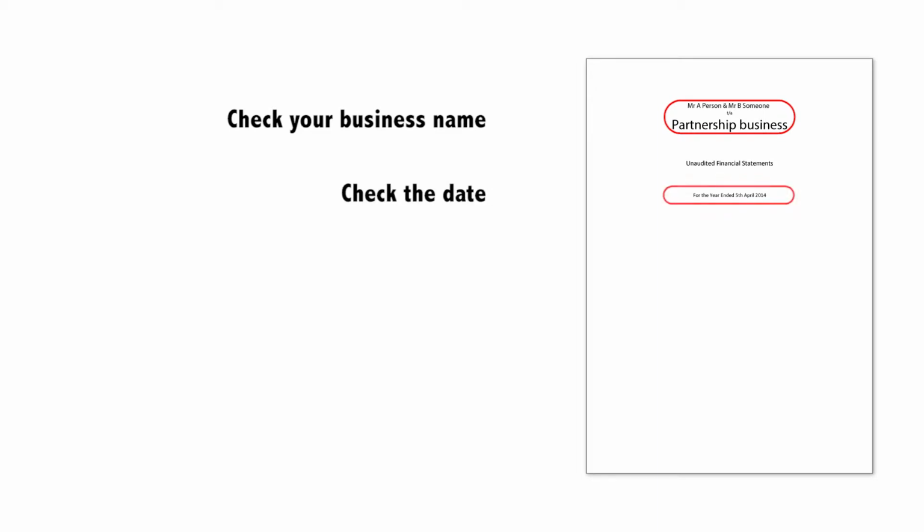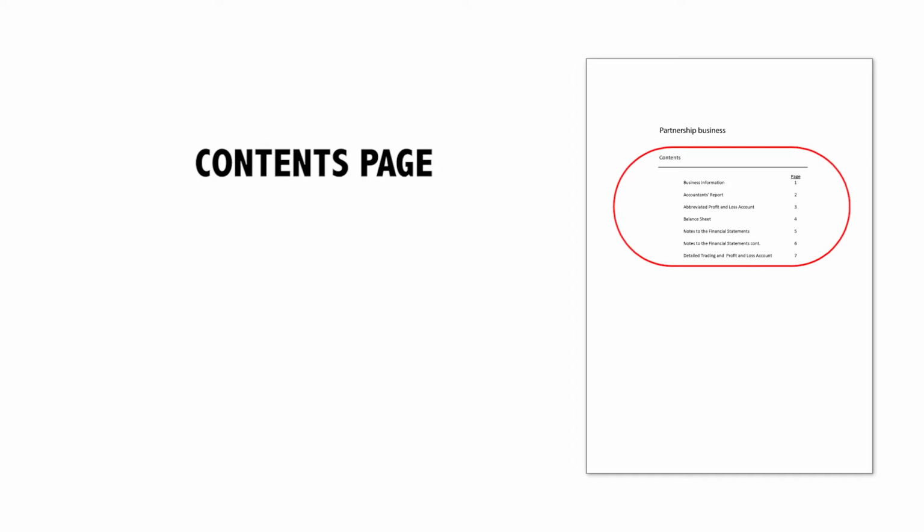This is the first page of your accounts, also known as financial statements. These are draft accounts, which means they are not yet finalised and could be subject to amendments. Check your business name. This should be stated in full and not abbreviated. And also check the date is for the correct accounting period. The contents page gives an overview of what makes up the annual accounts.